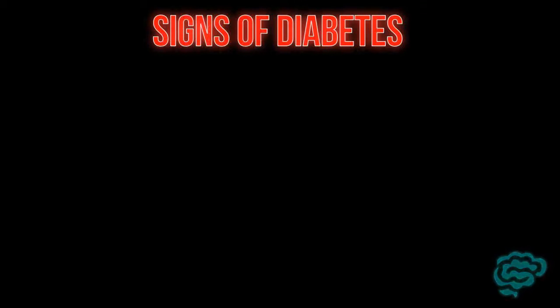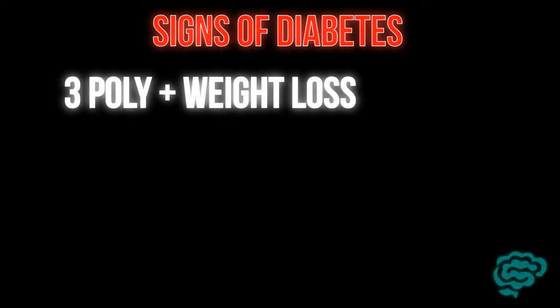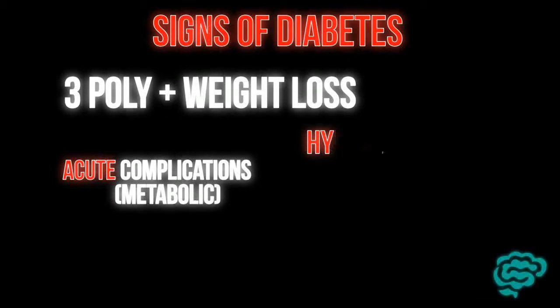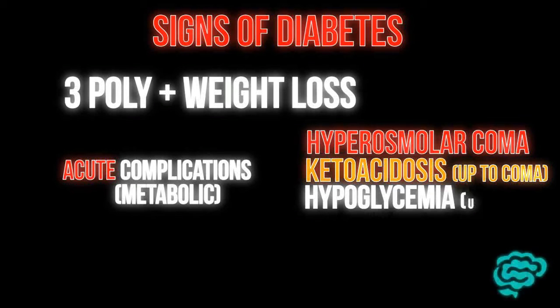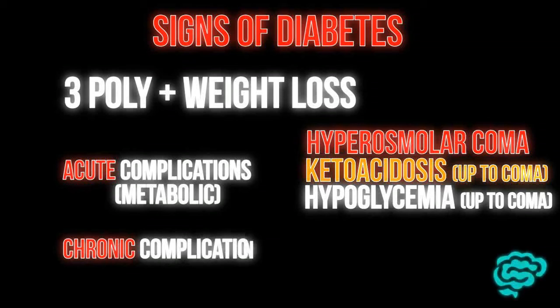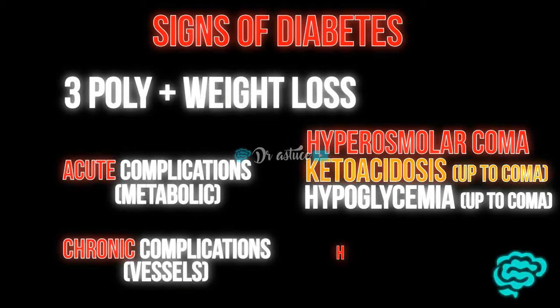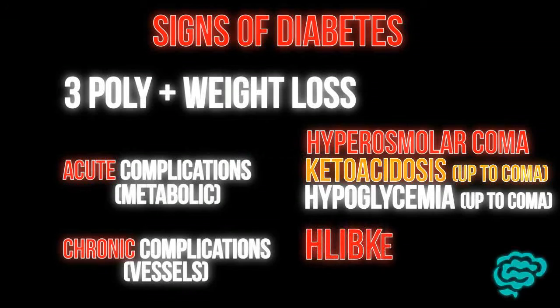To sum up diabetes, it manifests with polyuria, polydipsia, polyphagia, and weight loss. Its acute complications are hyperosmolar coma, ketoacidosis, and hypoglycemia. And its chronic complications related to blood vessels of large and small caliber show up through anomalies of the heart, limbs, infections, brain, kidneys, eyes, and nerves.